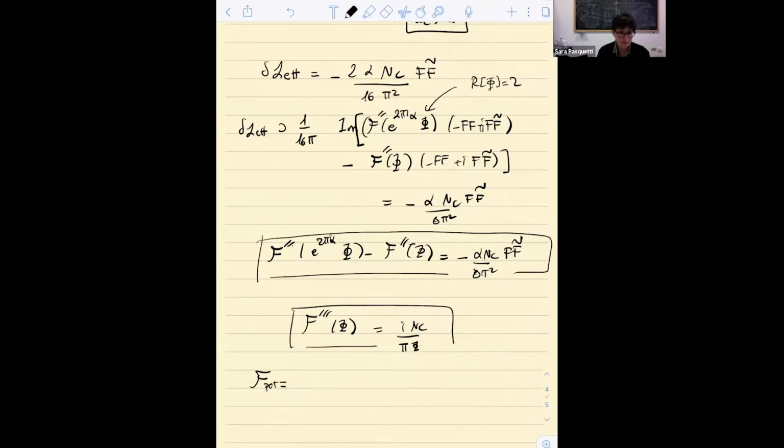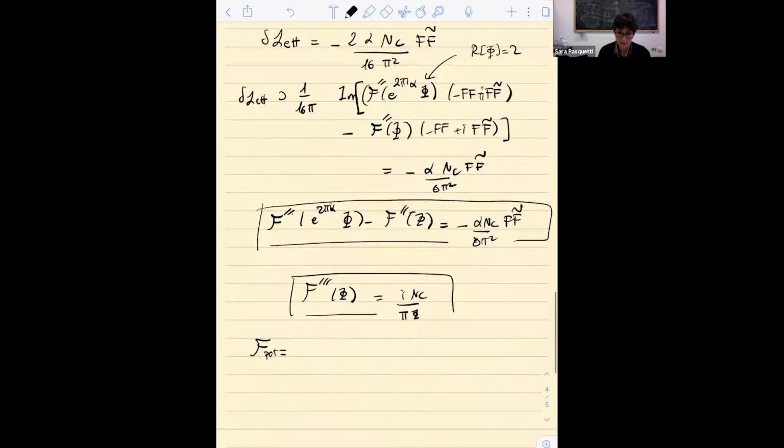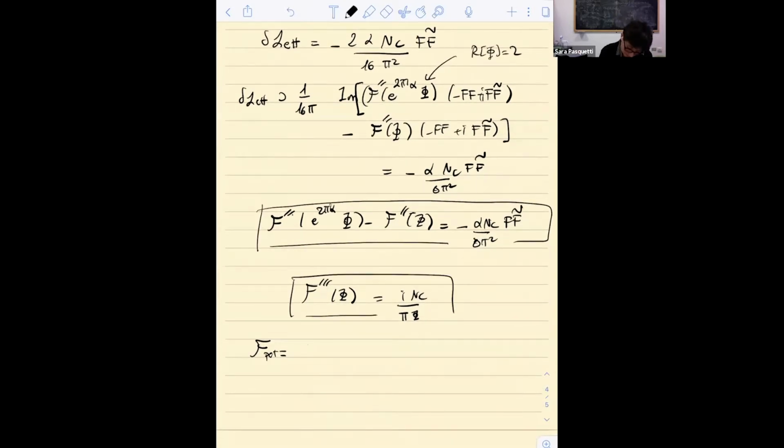This gives me the perturbative part of the prepotential. So there will be the tree-level part, and then I will have a one-loop contribution. Then there are no higher loop terms, and this is one-loop exact.